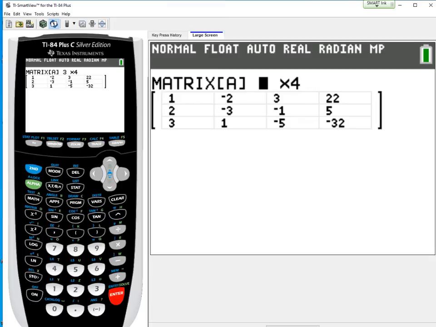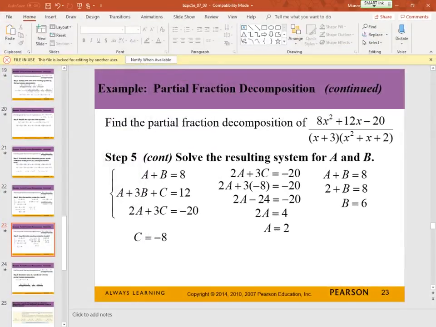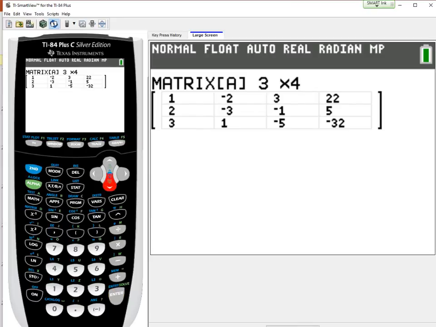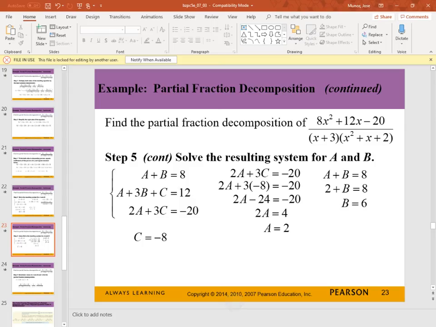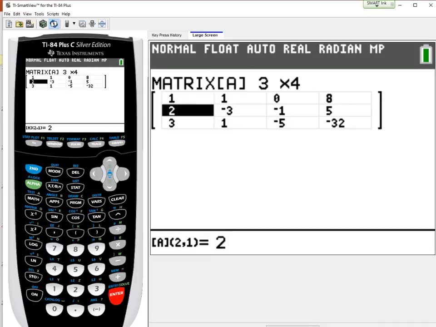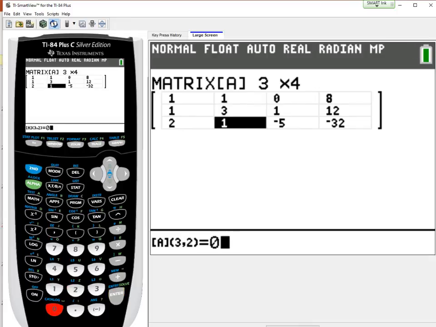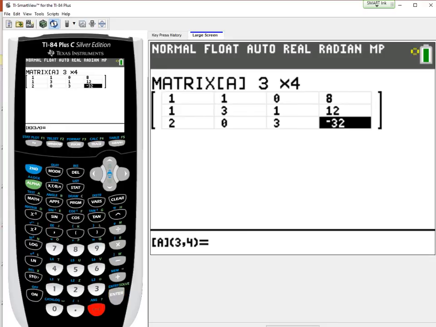Now, for the first one, where was it? On the first one, we have no C part, right? So this is going to be 1, 1, 0, 8. On the next one, what are my... 1, 3, 1, 12. Last one? 2, 0, 3, negative 20. Cool. So there's my system.